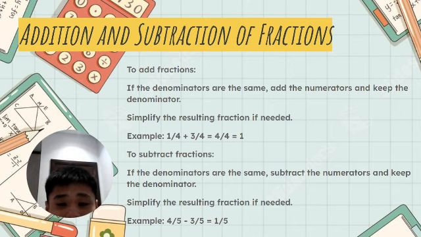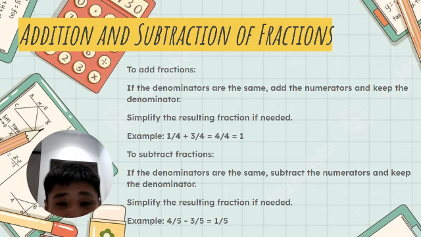A fraction has two parts, the numerator and the denominator. The numerator tells us how many parts we have, and the denominator tells us how many parts make up the whole. Fractions help us in many ways. They allow us to share things equally, measure objects, and compare amounts. For example, if we have 3 out of 4 slices, we write it as 3 over 4.